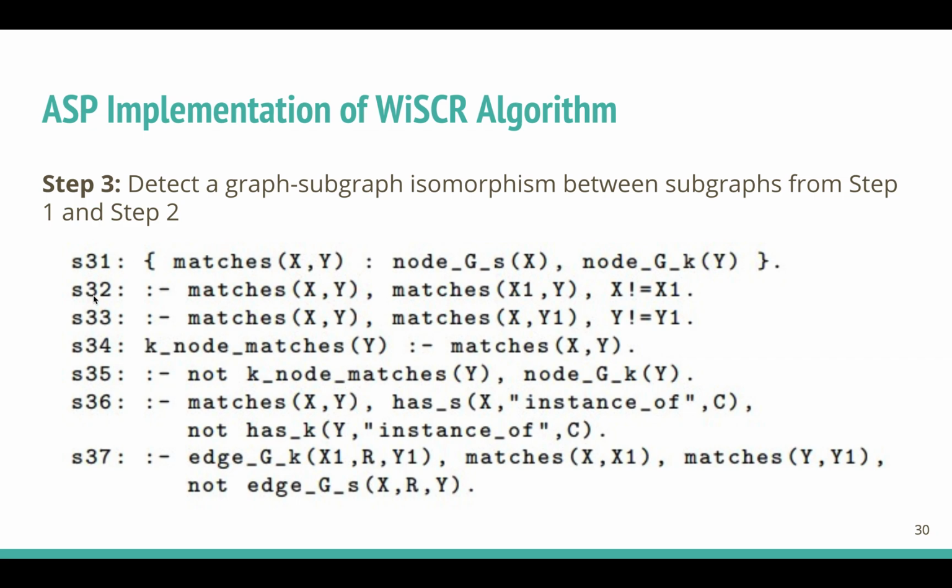Now the next rules, 3, 4, 5, 6 rules are used to remove the unnecessary answers from the answers generated by the rule S31. For example, in rule number S36, we make sure that both x and y in any of the matches pairs are of the same concept, or they belong to the same concept. If they don't, then we remove that answer set.